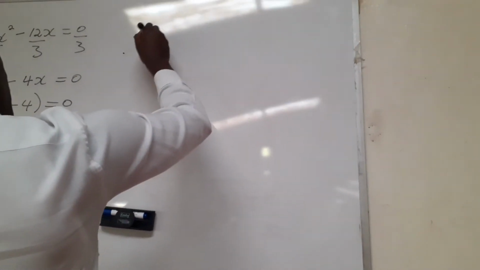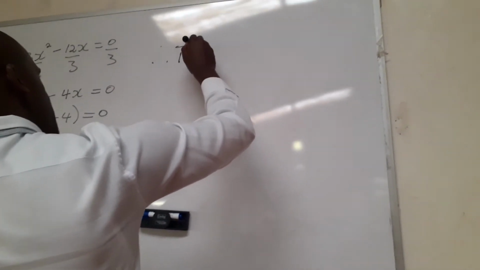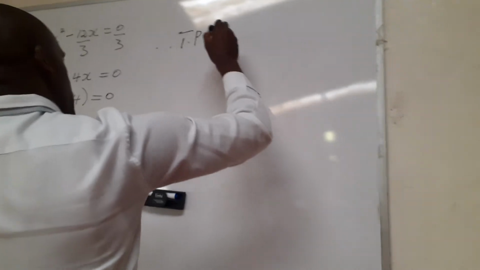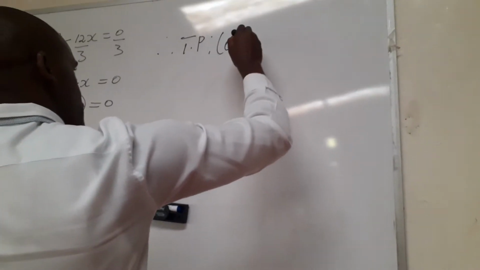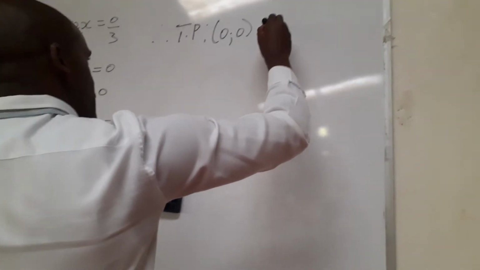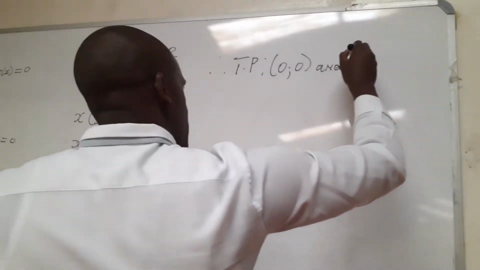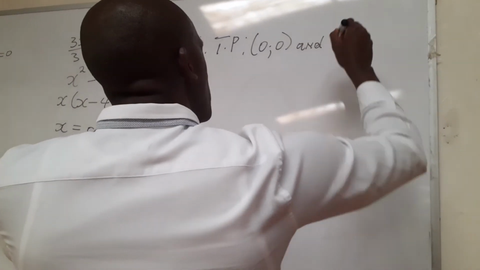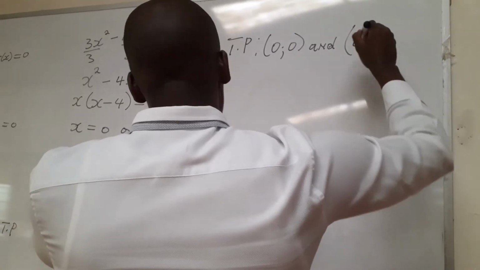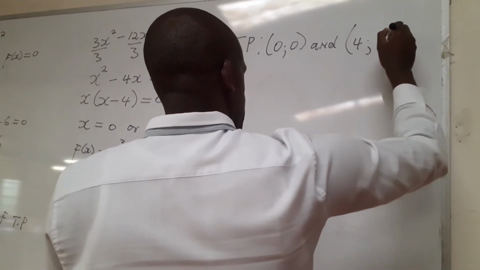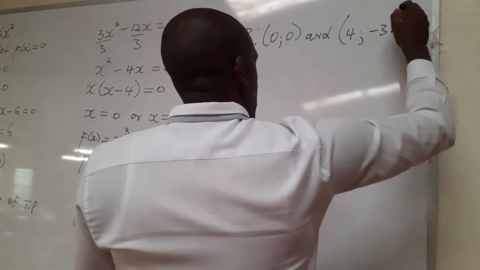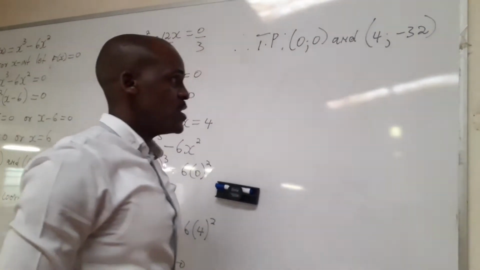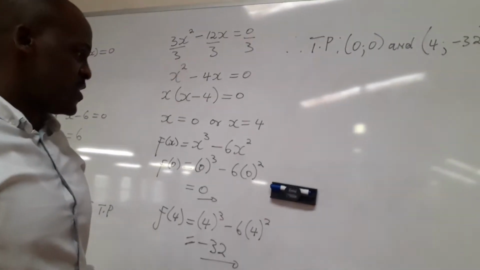Therefore, our turning points, we have 0 is to 0 and the other one is 4. If x is equal to 4, y is negative 32. Those are our stationary points. Right.